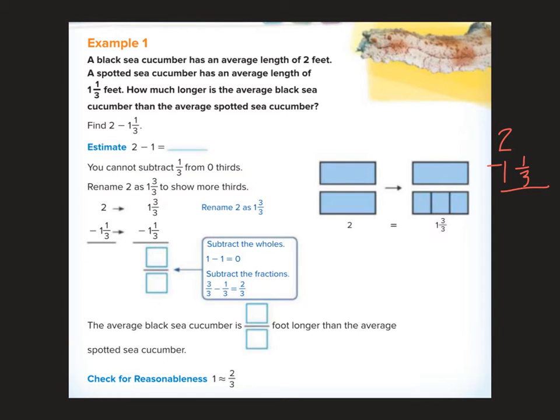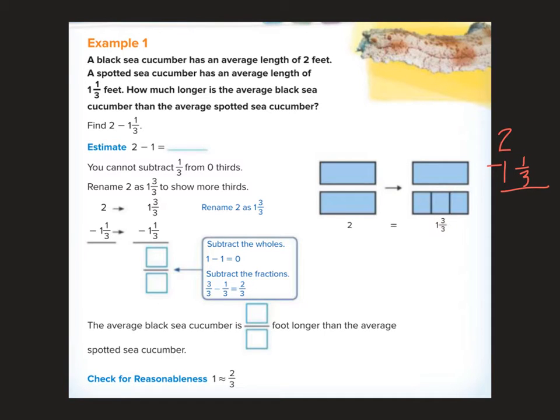So notice the problem here. I don't have a fraction to subtract 1/3 from. And it's not just like adding. I can't just write 1/3, right? I have to take it away from something. I don't have anything to take it away from. So that's what we're going to be talking about. What am I going to do here?